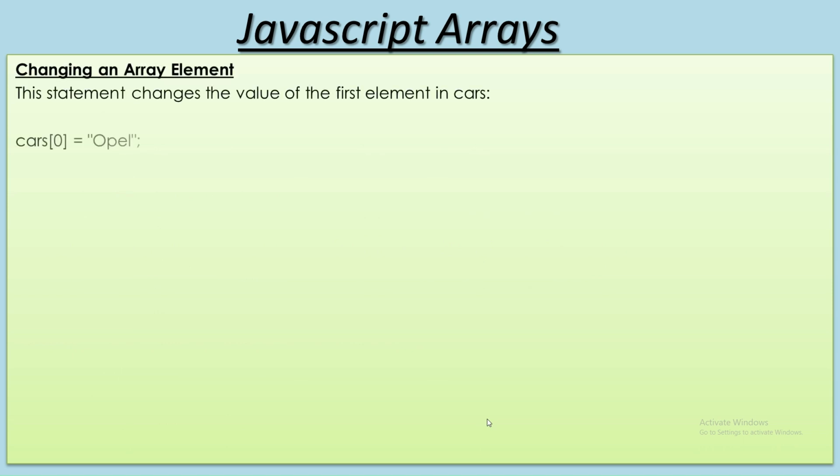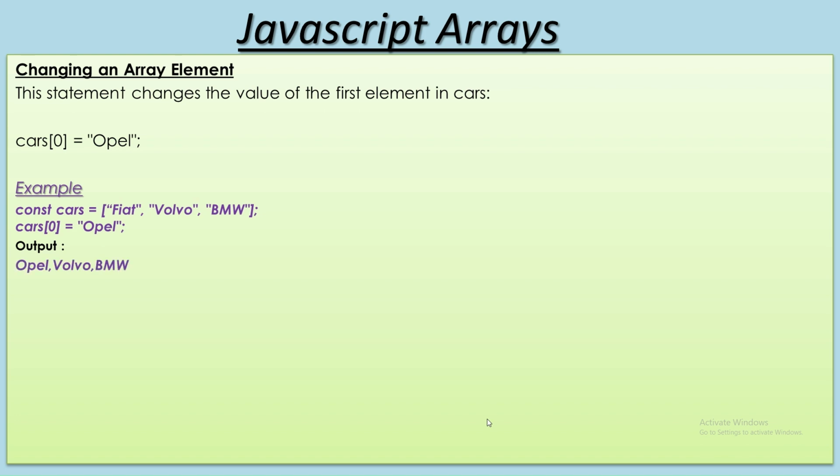Changing an array element. The statement changes the value of the first element in cars: cars[0] = "Opel". For example, const cars = ["Fiat", "Volvo", "BMW"], and then we assign cars[0] as Opel. Now the output will be Opel, Volvo, BMW instead of Fiat, Volvo, and BMW.